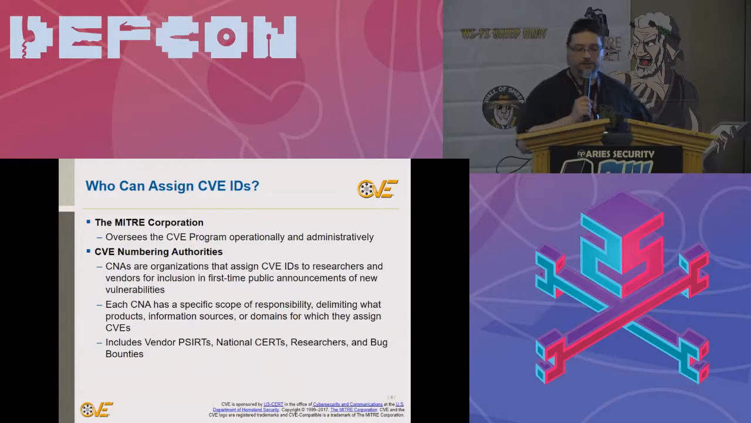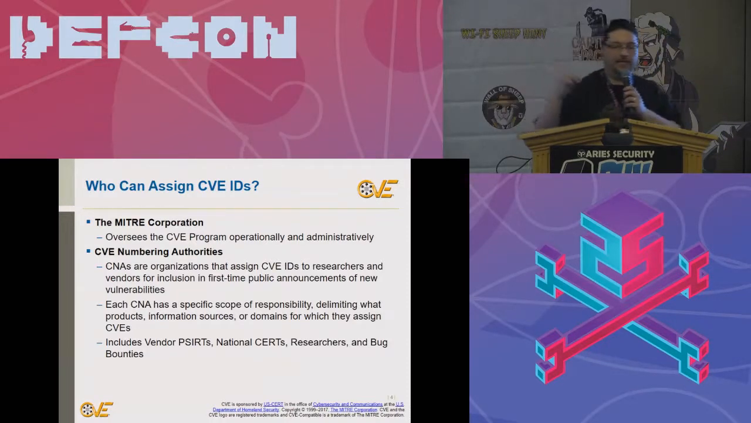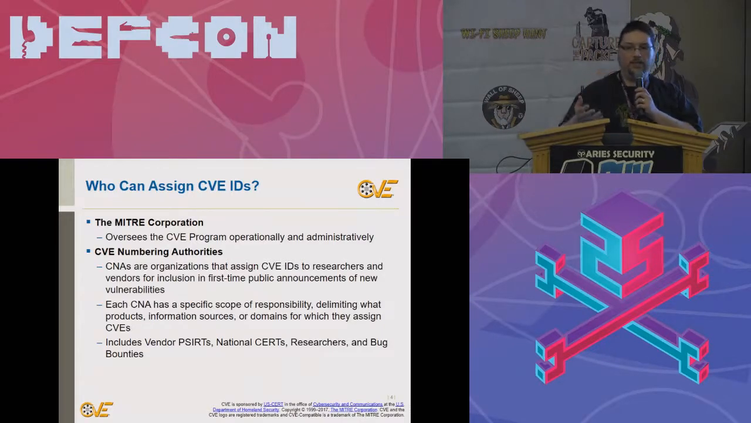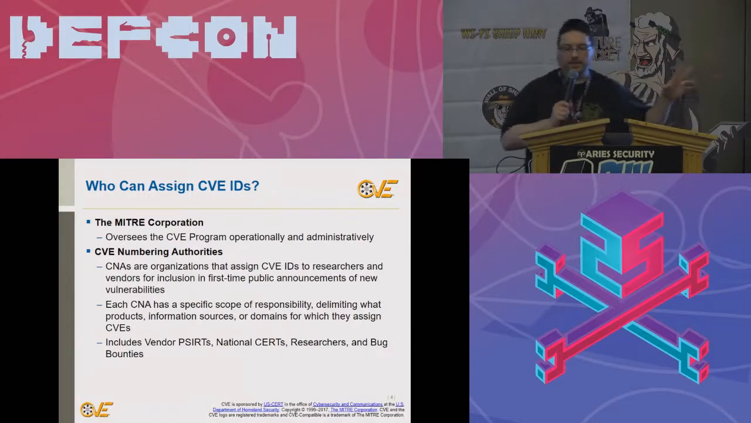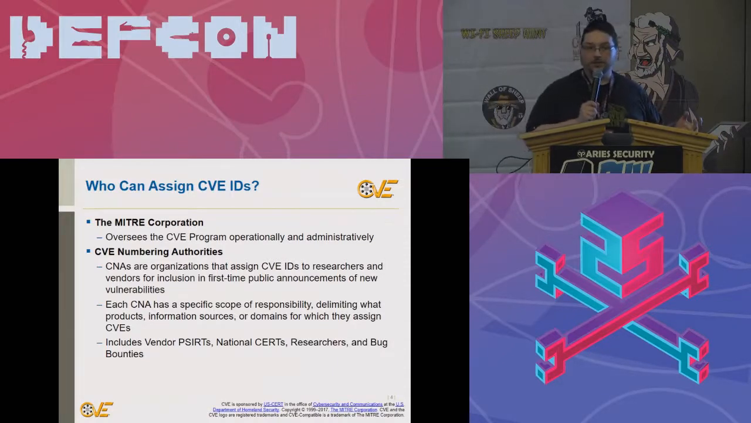In addition to MITRE, we have what we call the CNAs, the CVE Numbering Authorities. These are organizations that we've delegated authority to assign CVE IDs based on a common set of rules that we call the CNA rules. We're very good at naming things. These CNA rules define things like who's responsible for what, who should be assigning what, what information they need to share, and what information they need to make public. Any CNA must have a disclosure policy, for example.